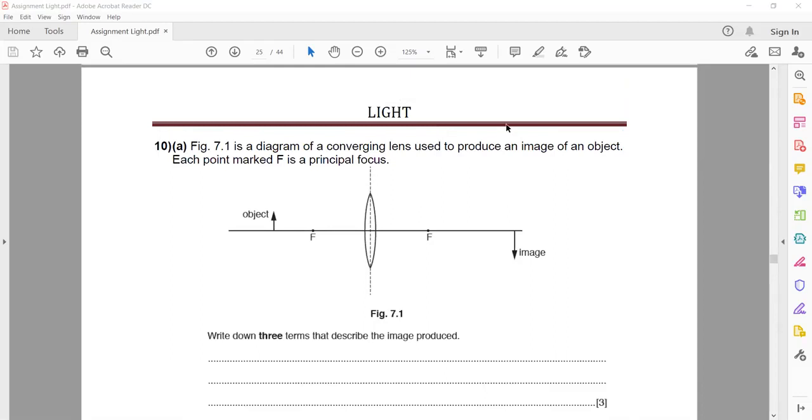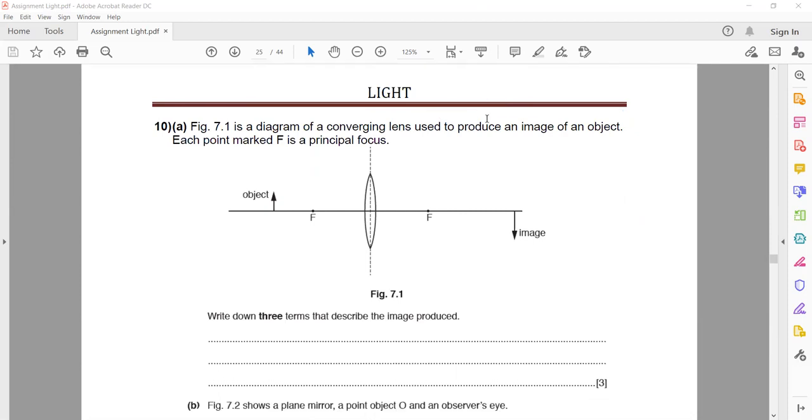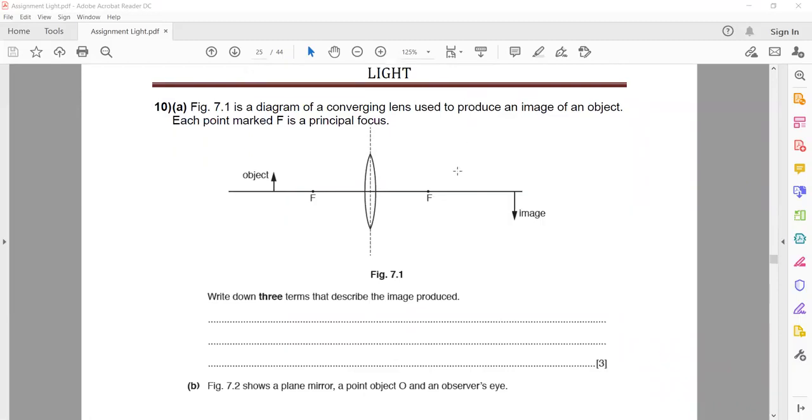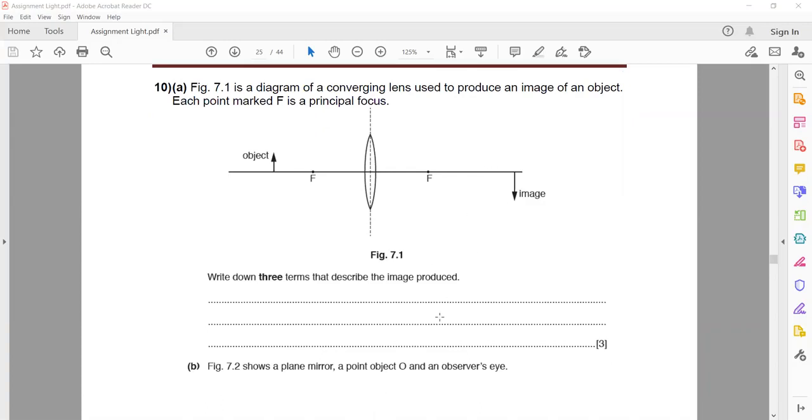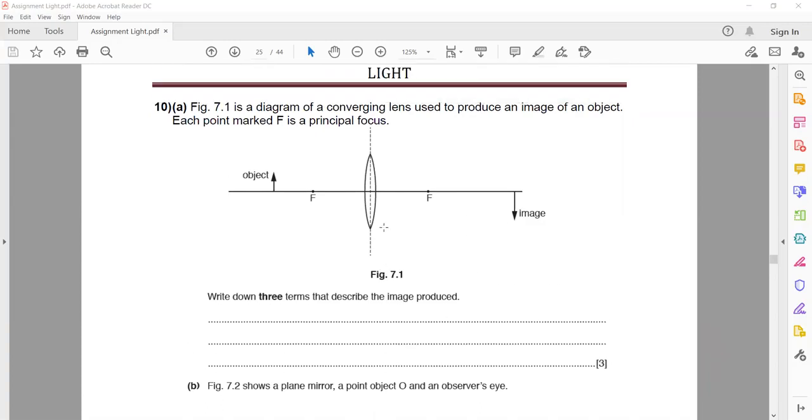Figure 7.1 is a diagram of a converging lens used to produce an image of an object. Each point marked F is a principal focus. Write down 3 terms to describe the image. That means, what are the characteristics of this image? Inverted, that's one. No, it's not virtual, it is real.